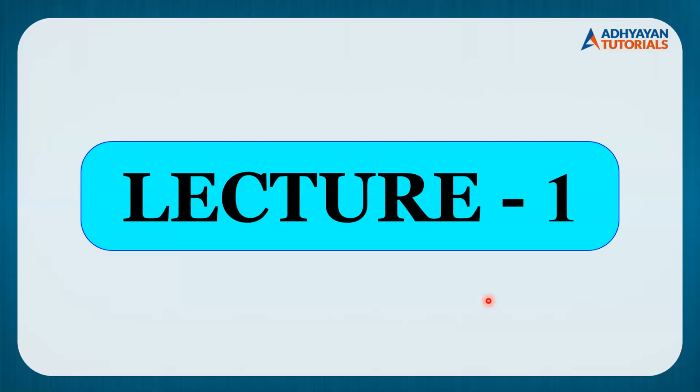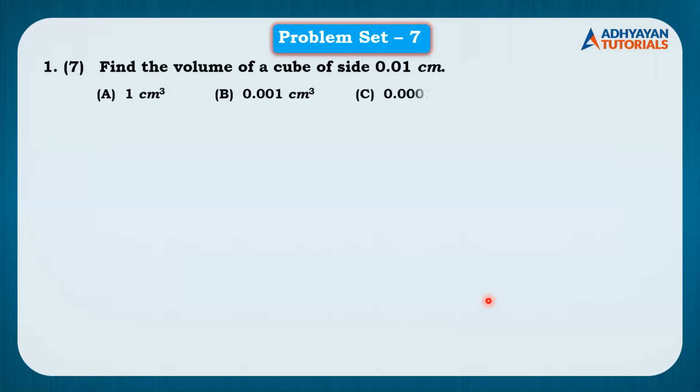Now I want all of you to have your formula sheet in front of us, so that whenever I ask a formula, you're not thinking, but you're ready with the formula, right? So we are starting with problem set 7, sum number 1, sub question 7. The question goes this way. Find the volume of a cube of side 0.01 centimeter.